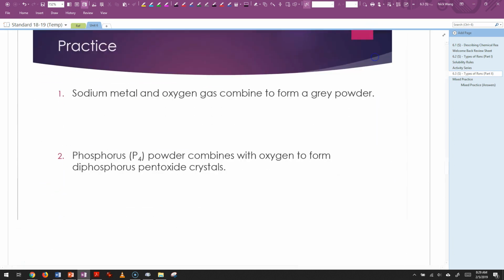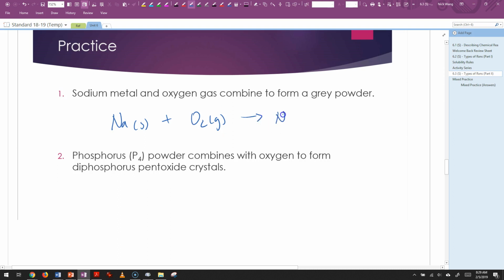Let's take a couple looks at some example problems here. We've got sodium metal and oxygen gas combined to form a gray powder. All right, so sodium metal, Na. I'll go ahead and throw a states of matter in there. It's a solid. Oxygen gas is going to be O2. I know that's a gas. That's going to form a gray powder.